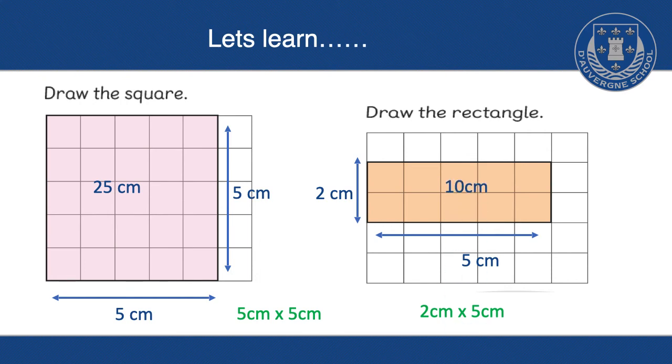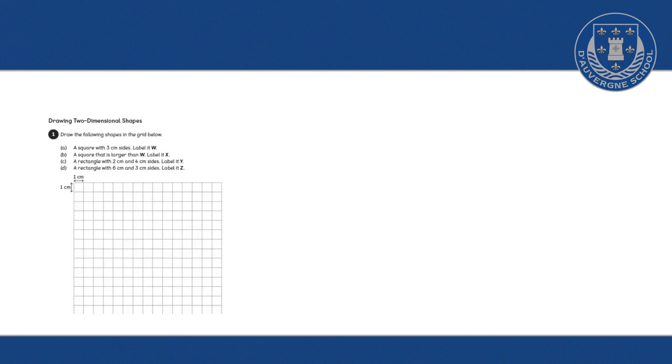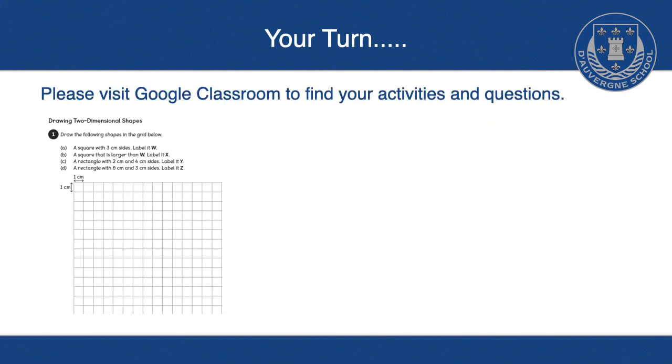So as you can see, even though on the in focus question the square looked smaller, in actual fact, if you were to draw the shapes to their actual size using the information you were given, the square is the bigger shape. So now it's your turn, and I want you to visit Google Classroom, have a little go.